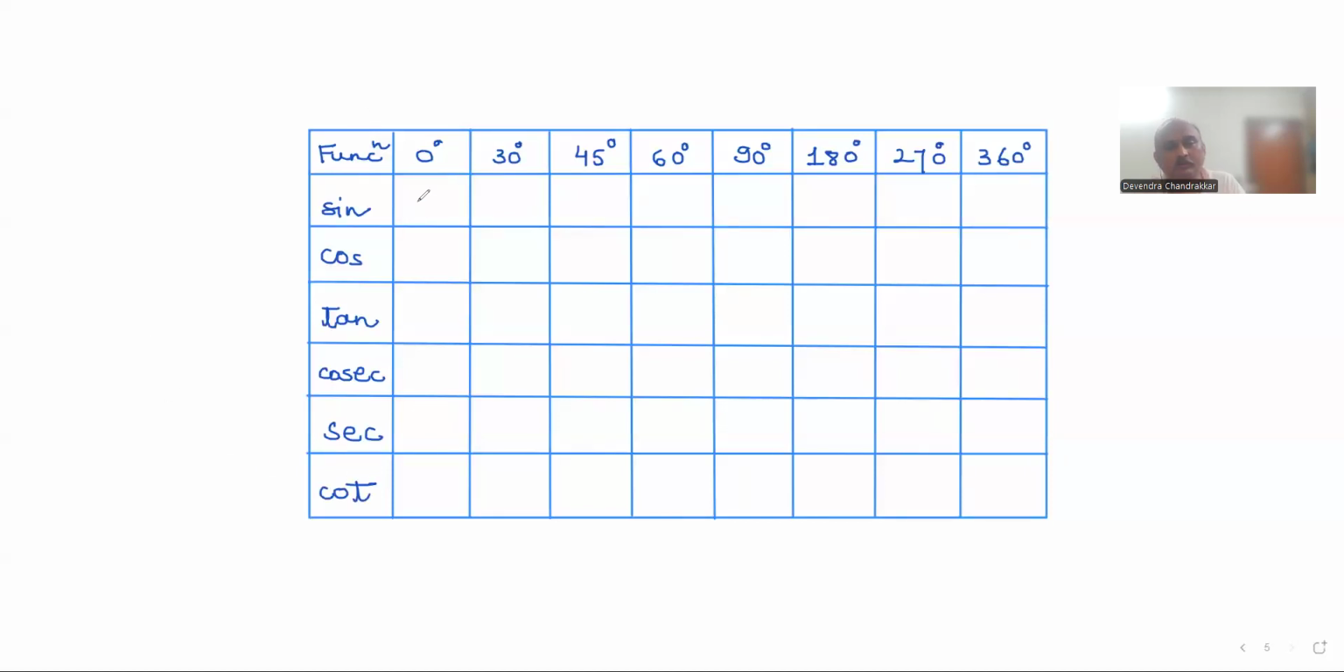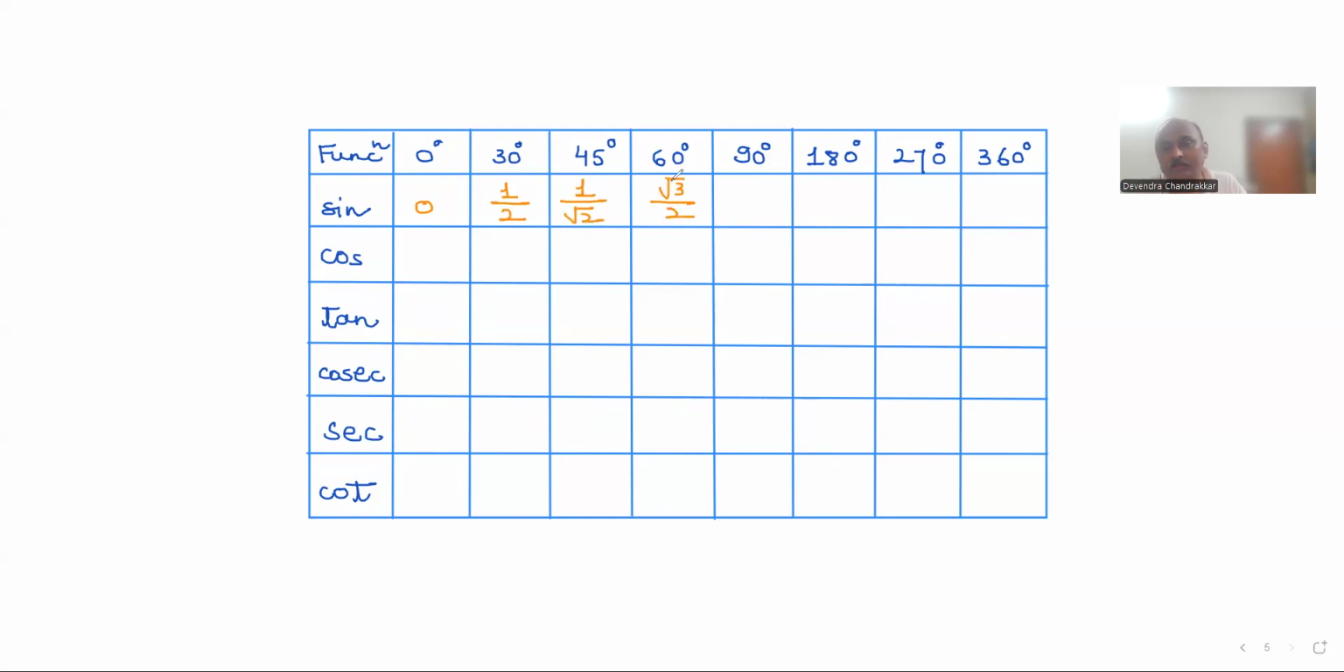What you need to do is we write this. Sine of 0 is 0. Sine of 30 is 1 over 2. Sine of 45 is 1 by root 2. Sine of 60 is root 3 by 2.